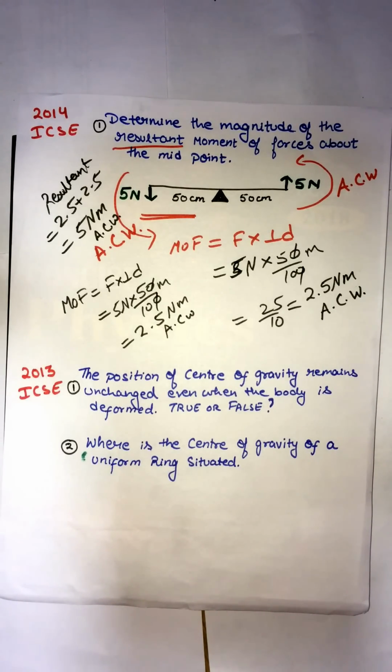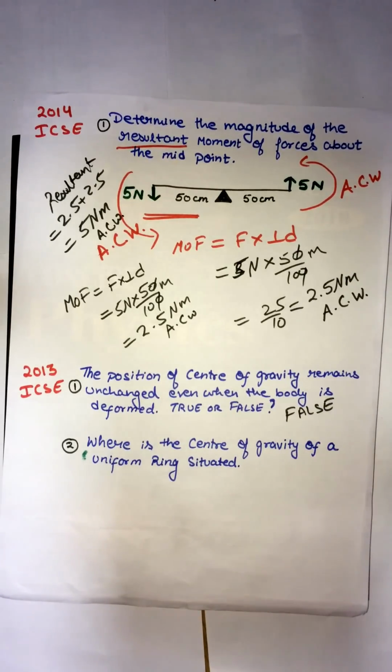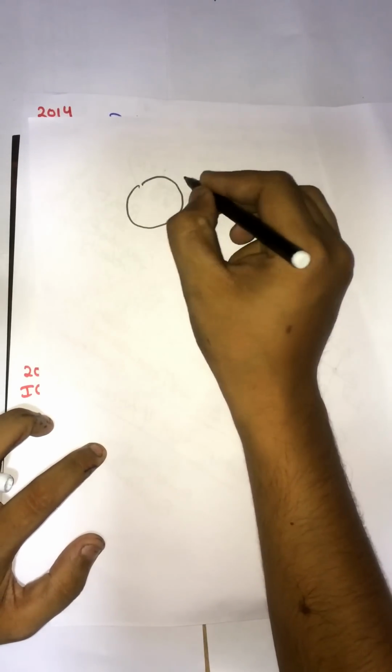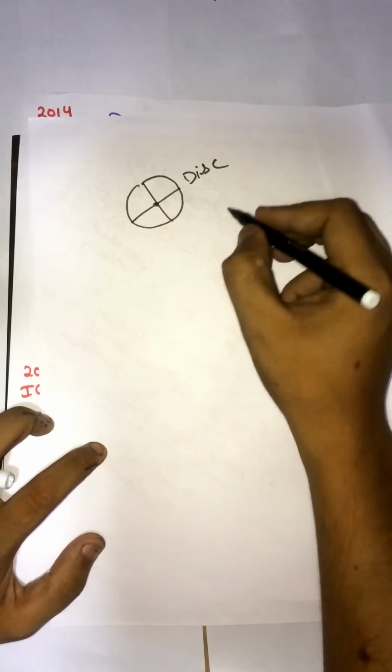Yes, remains same, unchanged, even when the body is deformed. True or false? It is false. Yay, so simple. Why false? Suppose we have a disc over here. It is a disc. Where is the center of gravity? The center of gravity is at the center.